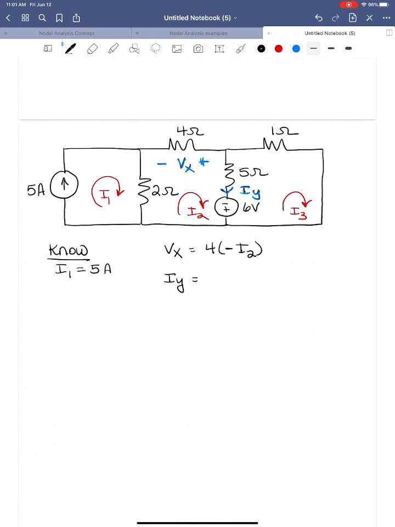Okay, so now let's talk about Iy. So Iy is this current here. I2 flows on one side, I3 flows on the opposite side with those directions. So Iy is equal to the current flowing in the direction we want, I2, minus the current flowing against it, which is I3. So Iy is equal to I2 minus I3.